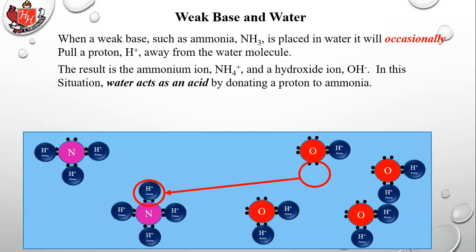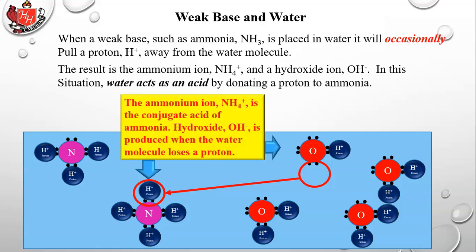In this situation, water acts as an acid by donating a proton to ammonia. So the ammonium ion NH4+ is the conjugate acid of ammonia. In other words, they differ by one proton. Take an ammonia molecule, NH3, add a proton to it, you have NH4+. The hydroxide ion is produced when the water molecule loses a proton.